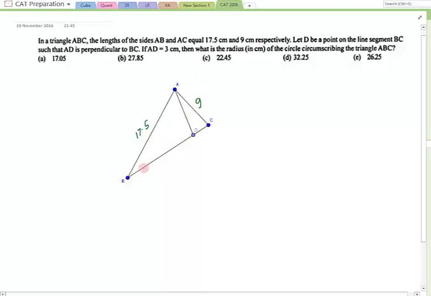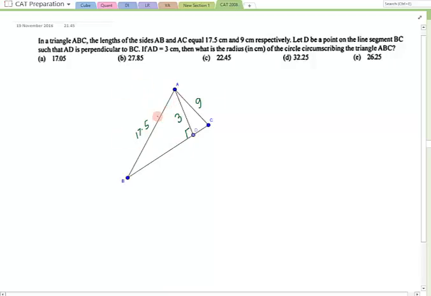D is a point on the line segment BC such that AD is perpendicular to BC. So this line is perpendicular, and this length is given as 3 centimeter. Then we need to find the radius of the circle circumscribing the triangle. So we need to find the circumradius for this triangle.